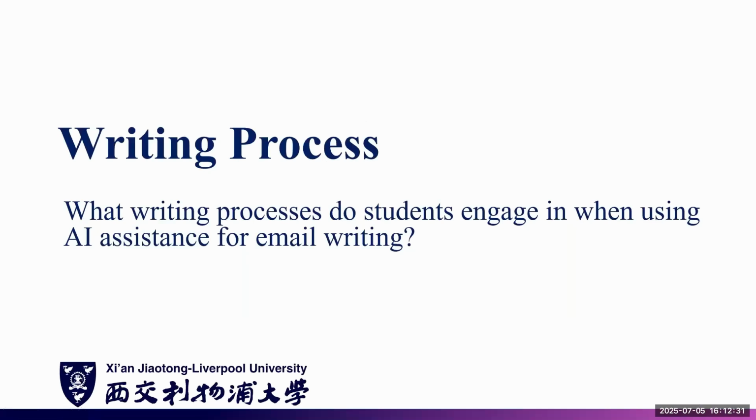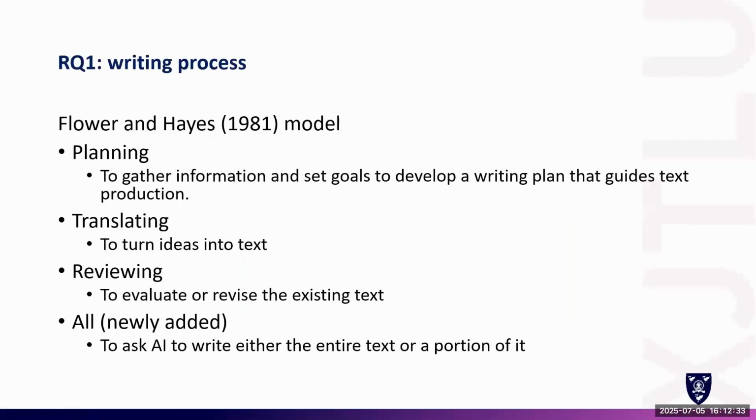About the writing process, the Flower and Hayes model is a very popular writing model to categorize the writing process, or the cognitive process the writers are doing when they're writing. It contains 3 major sections: planning, translating, and reviewing. Planning is to gather info and to set goals. For example, if you are writing an argumentative essay, you may ask, what is the characteristic structure of an argumentative writing?